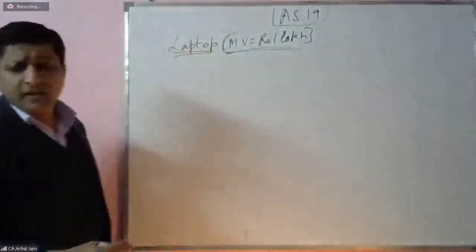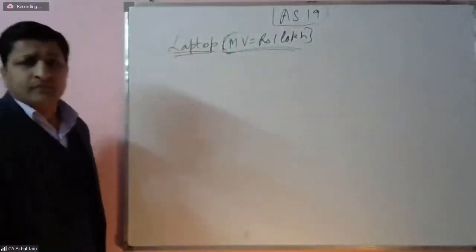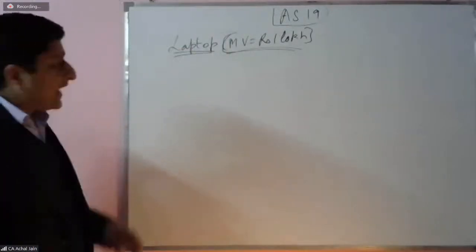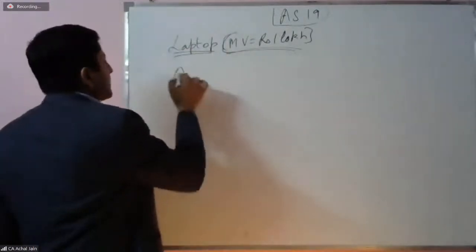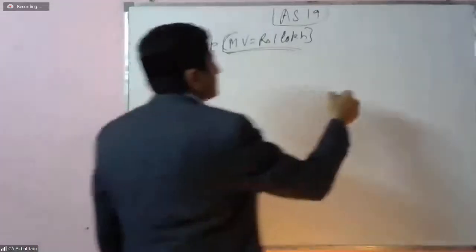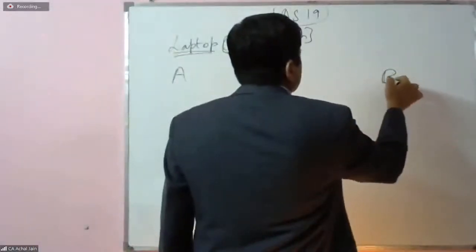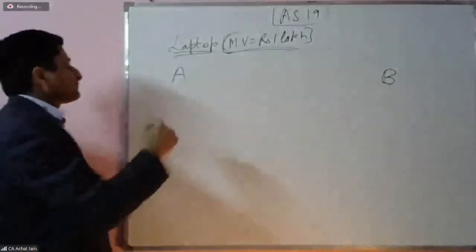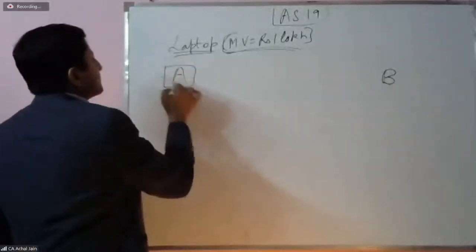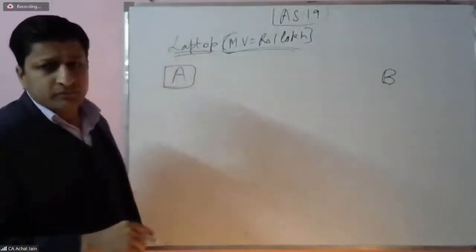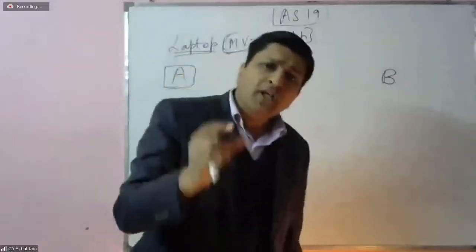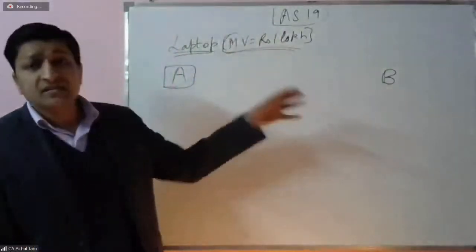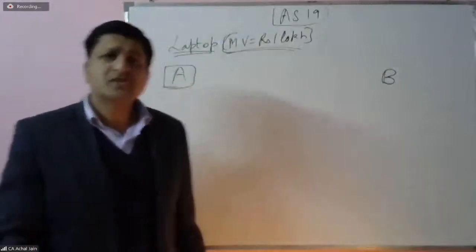Laptop having a market value of rupees 1 lakh. This is the asset under consideration. And we have two parties, A and B. A is the owner of the laptop, and B is the one who needs this laptop for some period of time.